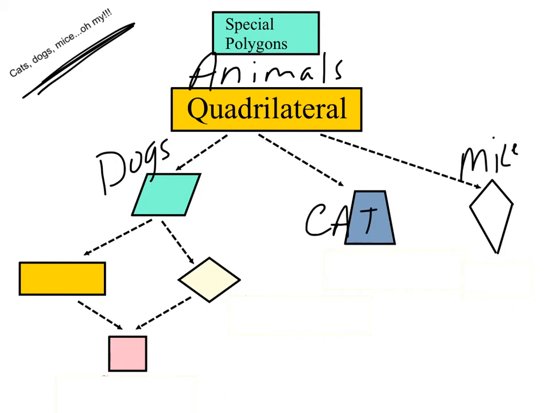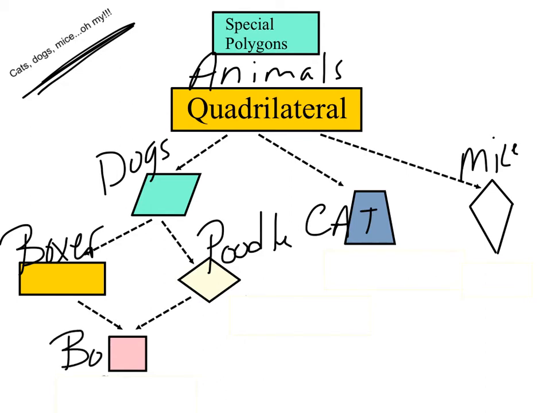Now, with dogs, we can get different breeds of dogs. So the dog that we're going to work with today is a poodle and a boxer. What we're going to do is combine those two together, and we're going to get what we call a boodle. Okay? So now, with this chart, there is directionality for this.